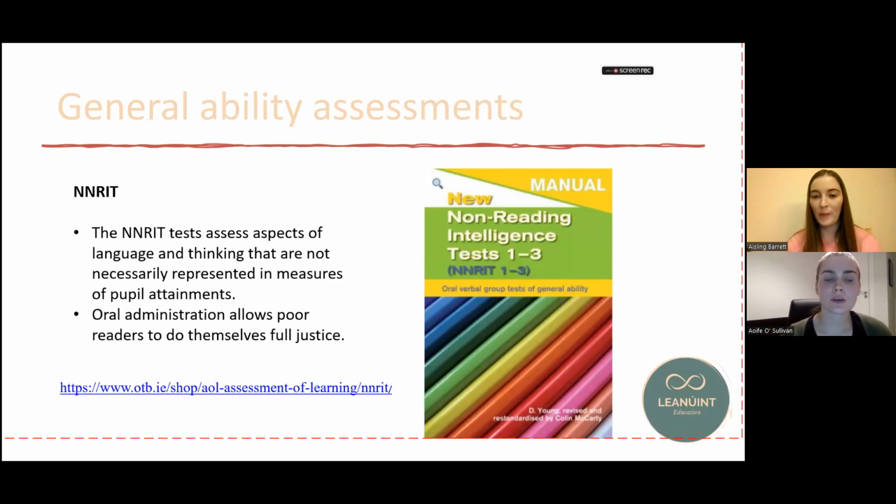So another area that you might be assessing is a child's general ability, so not specific to literacy or numeracy, which we've been talking about up until now. So here we are going to discuss some general ability assessments.